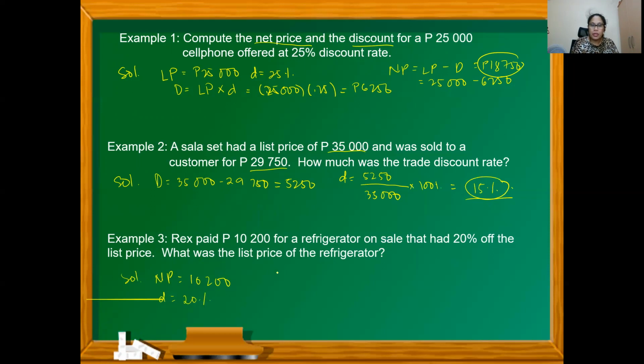So once the two are given, we can solve for the list price by dividing the net price by the complement of the discount rate. And this is equal to 10,200. We know that 1 less 20% is 80%. So we will divide 10,200 by 0.8, and that's already the list price. Okay. So we have 12,750 pesos as the original price of the refrigerator.